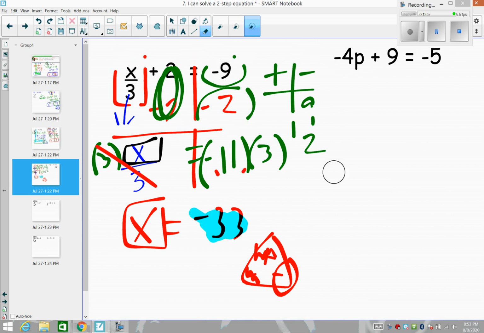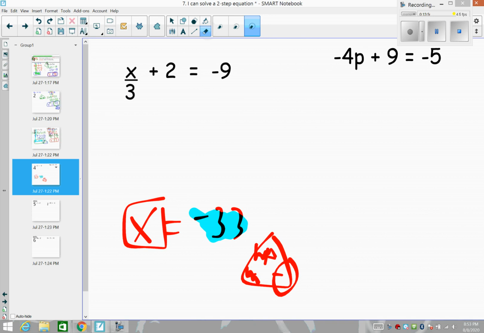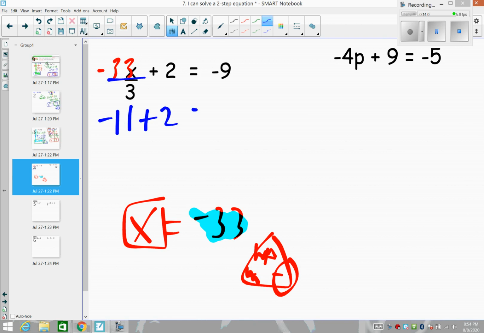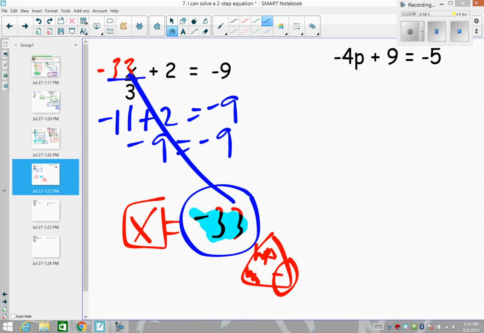So do we believe that the answer is -33? Is that true? So we're going to plug back in. So we'd have -33 divided by 3 is -11 plus 2. If I tug-of-war that, does that give me -9? Yes. And again, you can use a calculator. You can go at a much slower pace, but I'm just confirming that that's the correct answer.